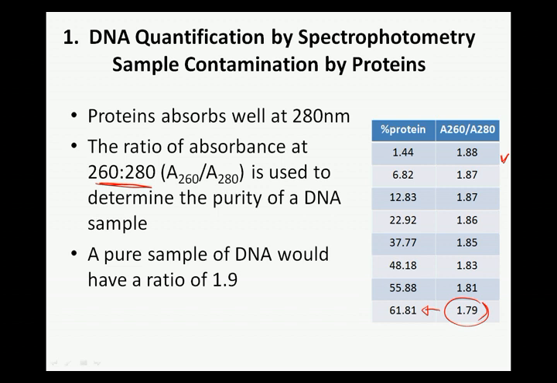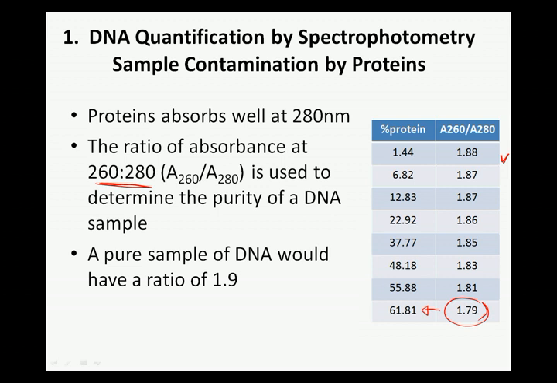So for example, if you have a ratio of 1.79, you know that you have roughly 62% of protein contaminated in your sample. So I mean 62% is protein, the remaining 38% is DNA. So very little DNA, lots of protein, not a good sample to keep for your experiment.